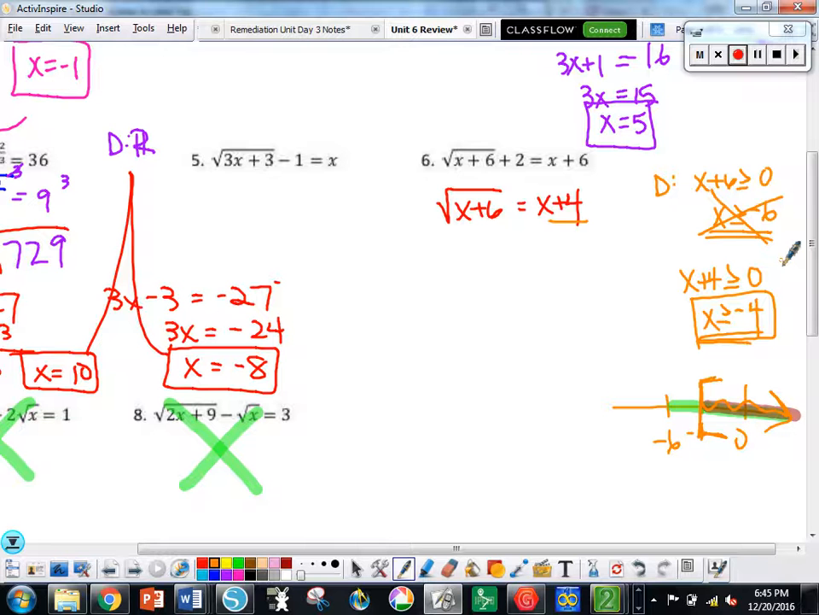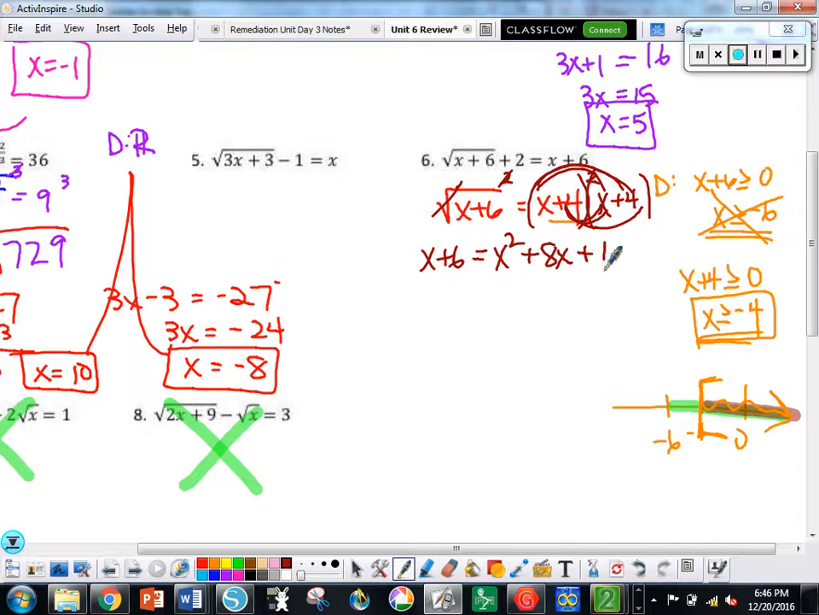Now how do I cancel the square root? This is already isolated, so let's square both sides and be very careful. I have to square the whole thing. On the left, those cancel. On the right, when I rewrite this, I have x times x, which is x squared, plus 4x plus 4x would be plus 8x. I did that quickly, did you see it? So plus 4x, and then plus 16.